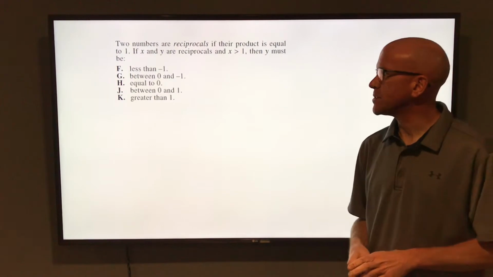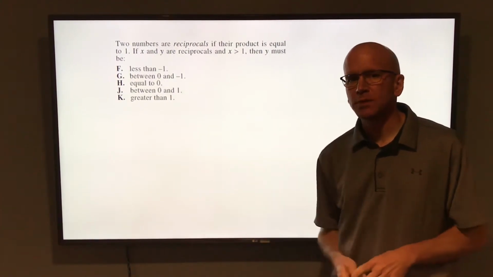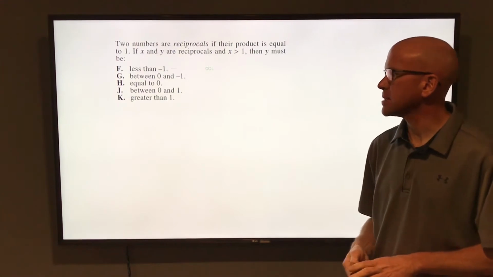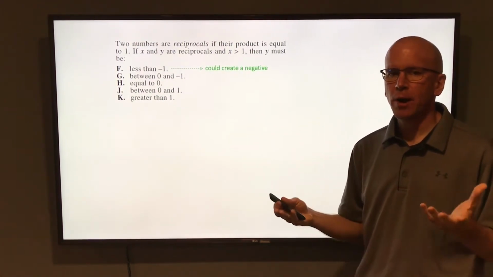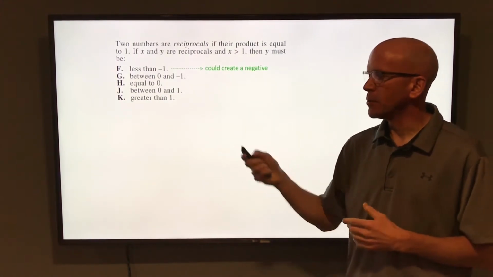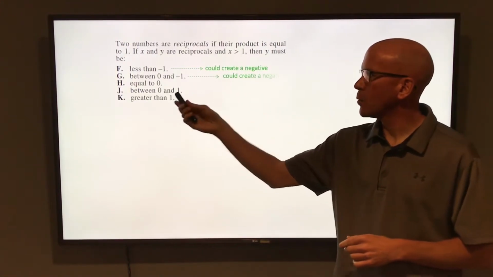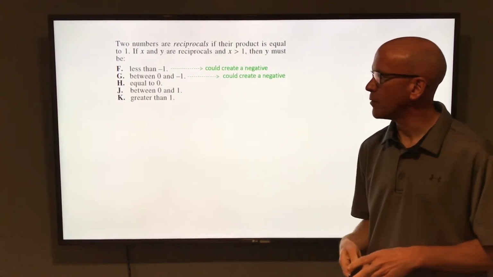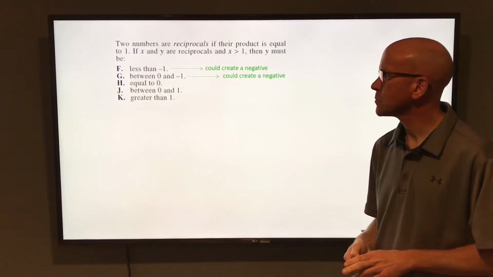Two numbers are reciprocals if their product is equal to 1. If x and y are reciprocals and x is greater than 1, then y must be which of these? Well, if their product is equal to 1, y can't be less than negative 1. That product would produce a negative with x. Between 0 and negative 1 still falls into that negative category. If x is greater than 1 and y is between 0 and negative 1, their product is not going to be 1. It could possibly be negative.